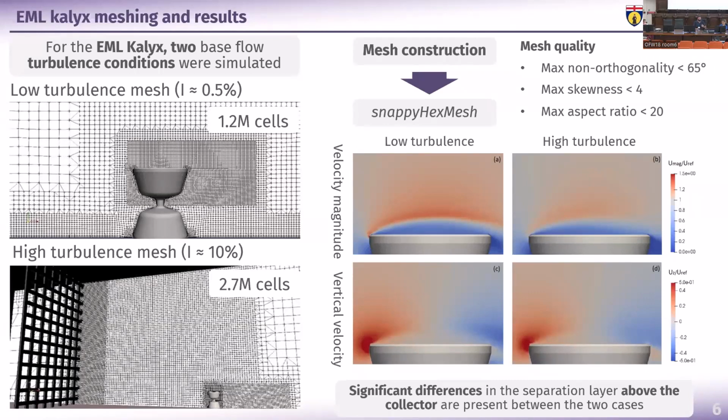And so the first results comparing the two turbulence conditions is that quite a difference is visible in the separation layer that is formed above the collector. For the high turbulence, we see both lower gradients, lower maximum values, and lower downdraft and updraft. This is actually expected since higher turbulence tends to reduce gradients. However, it can have a significant impact on incoming hydrometeor trajectory since they experience lower values of velocity.